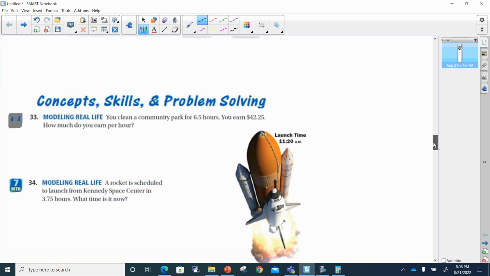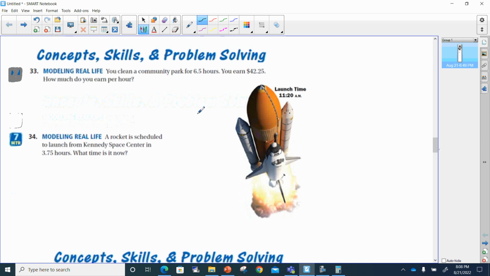All right, let's go to 33. You clean a community park for 6.5 hours. You earn 42.25. How much do you earn per hour? Okay, you clean a park for this many hours. You earn this much. How much do you earn per hour? That's simple division. That's 42.25 divided by 6.5.